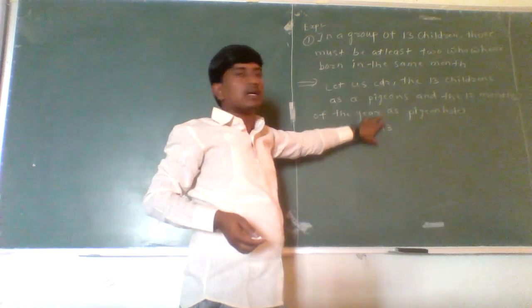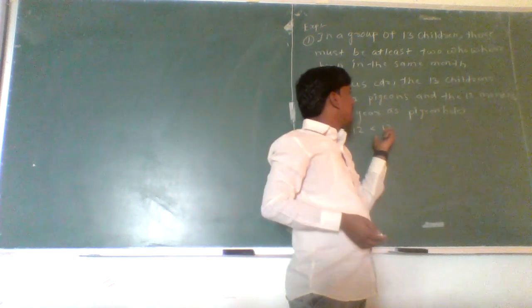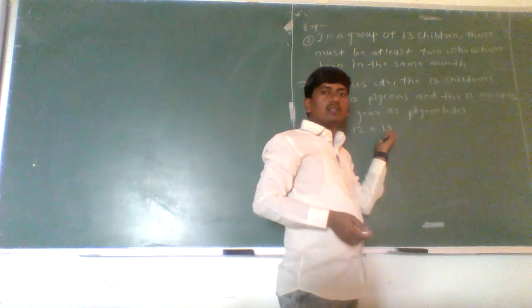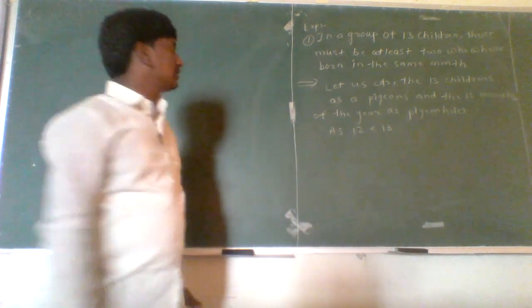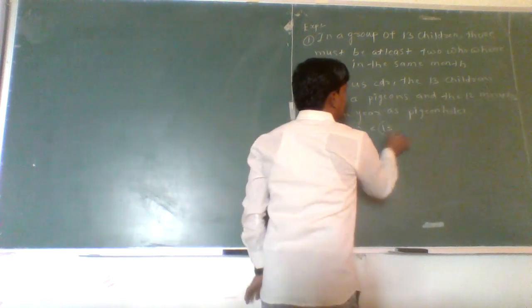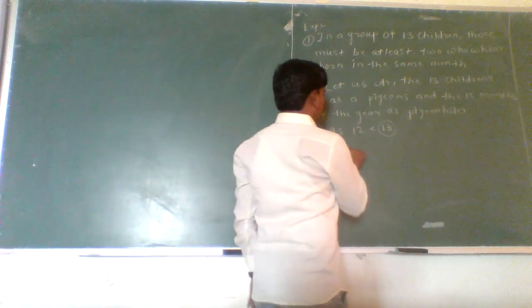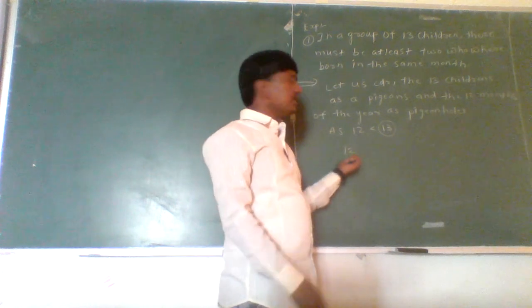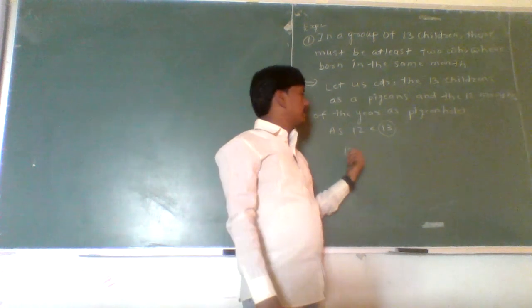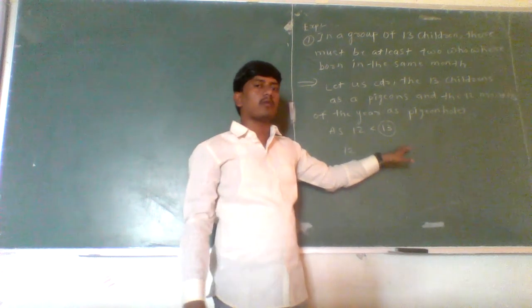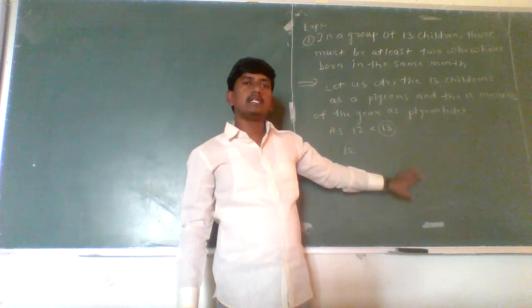From this we conclude that out of these 13 children, there must be at least 2 who were born in the same month. Suppose out of these 13 children, we take 12 children born in different months, that is, 12 children from these 12 months. The first one is from January, the second one is from February, and continuing, the 12th one is in December.